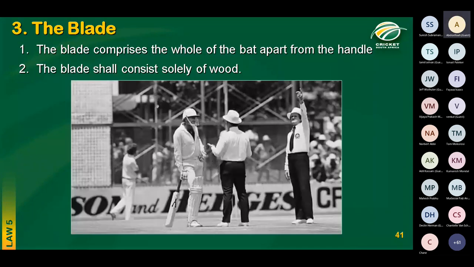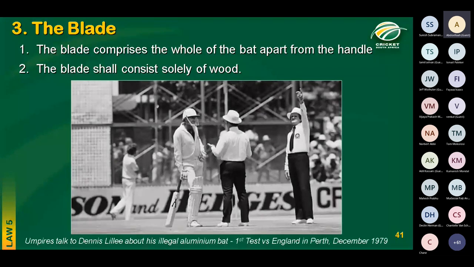And this is the reason why this law was changed. Before 1979, there was nothing in the law that said the blade has to be made out of wood. Then what happened? Dennis Lillee came out to bat with an aluminium bat. And at that time, there was nothing in the law debarring this. Then the lawmakers added the section to the laws. They then said the blade shall consist solely of wood.